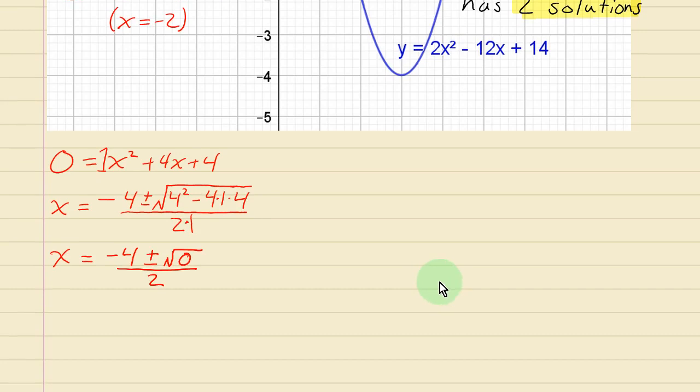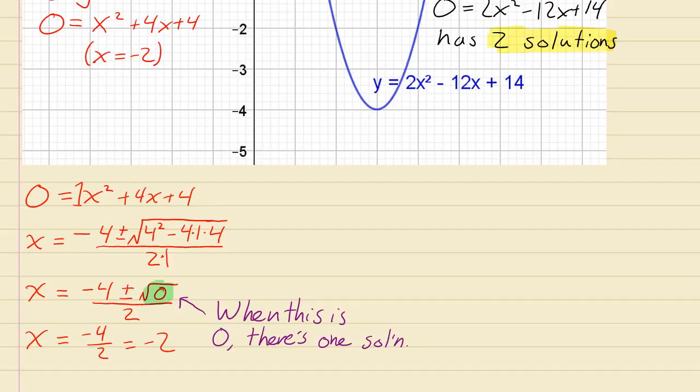And so the solutions are negative 4 plus 0, the square root of 0 is just 0, and negative 4 minus 0. They're both the same thing, because plus 0 and minus 0 do the same thing. So you really just get x equals negative 4 over 2, also known as negative 2. So it's only one solution. And the reason that came out to be only one solution is because of this fact here, that this was 0.